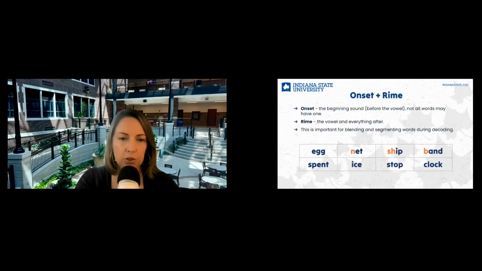If you remember back to our brick wall of the components of linguistics, the first brick was sounds, the second brick was onset and rhyme. And why this is important is because this is how we decode or blend words together. Onset is the beginning sound, or what comes before the vowel. The rhyme is the vowel and everything after it.